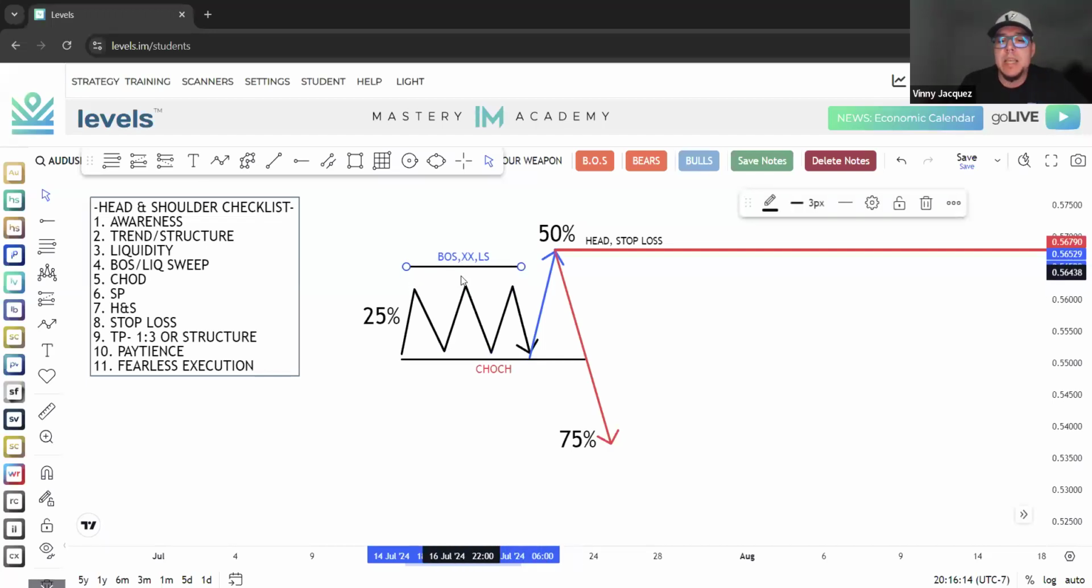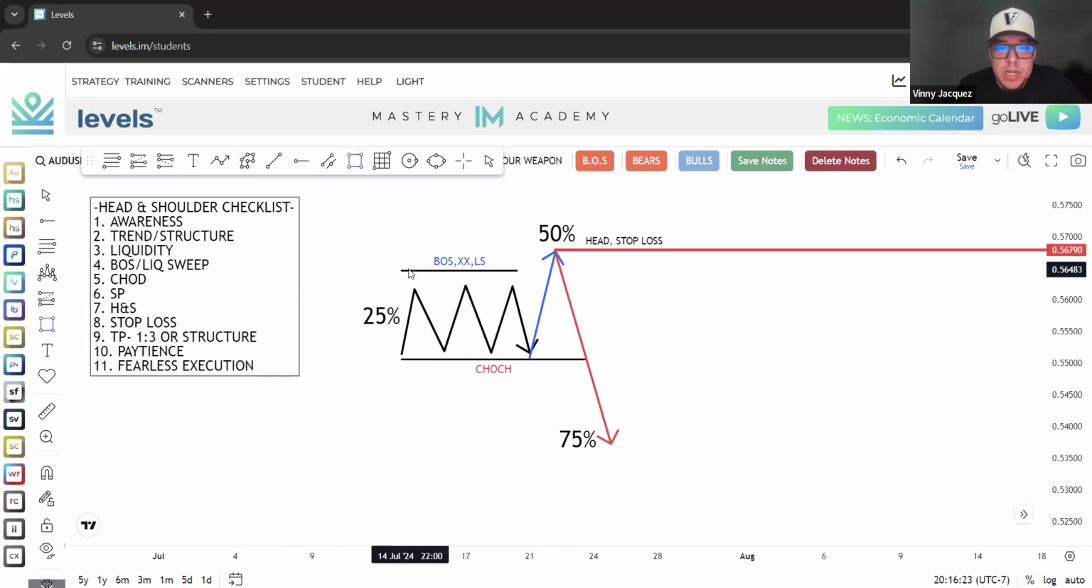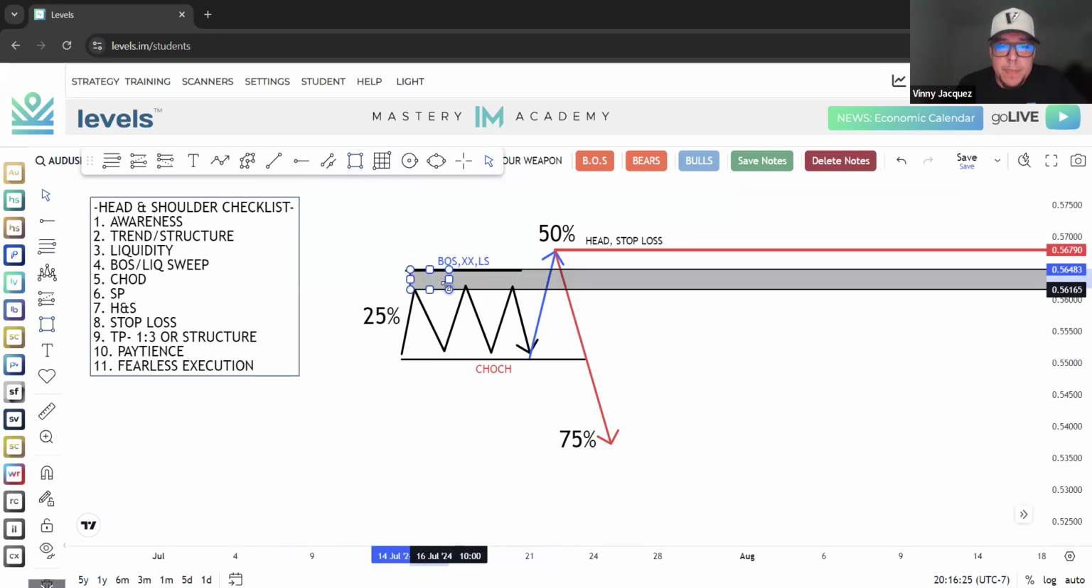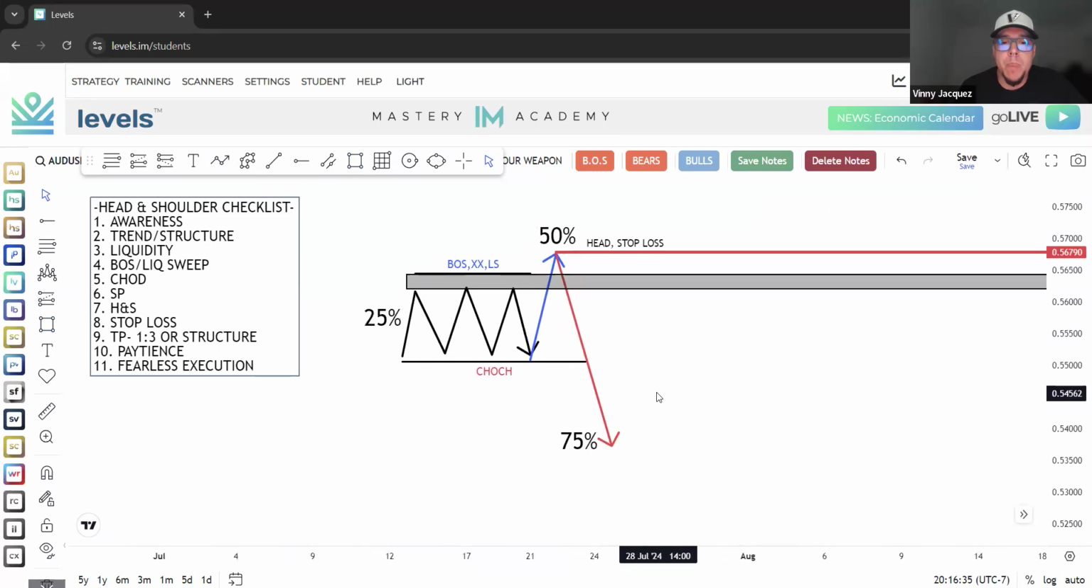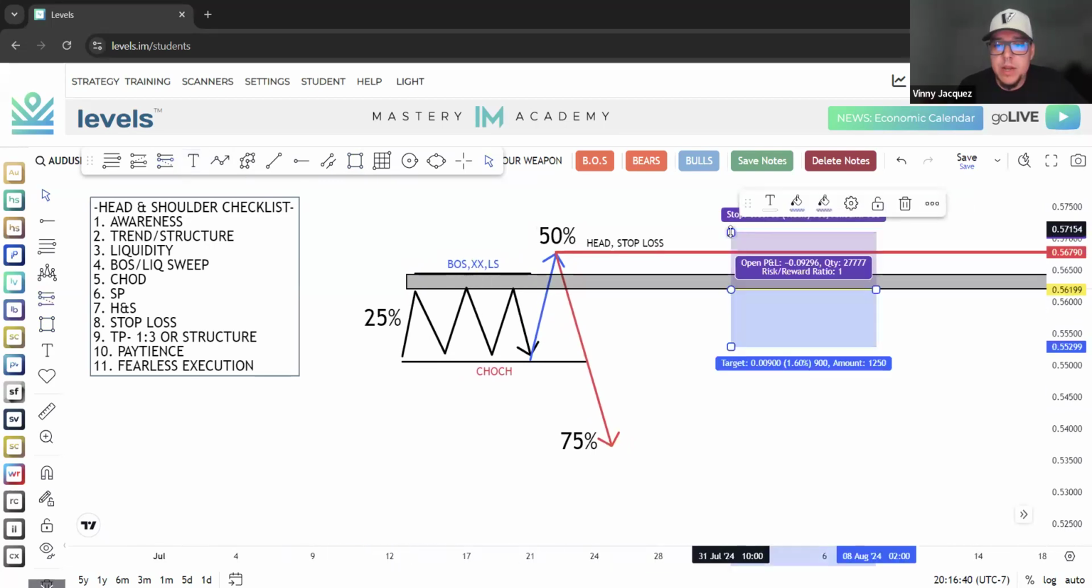Now, where am I looking to take my right shoulder sell? Guys, right where it says BOS, liquidity sweep, left shoulder, this zone is what we're looking to capitalize off of. And I'll show you how to mark it up on the chart. We like to mark it up from wick to body, and this is going to be your shoulder zone. So this is the play. This is what we're looking at right here, guys.